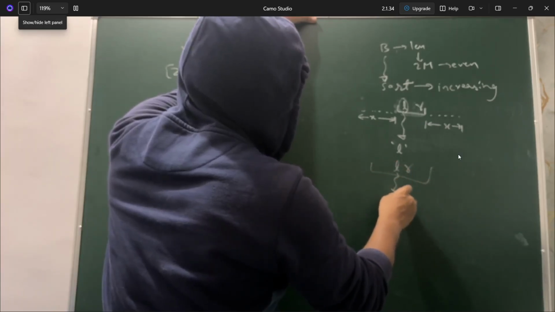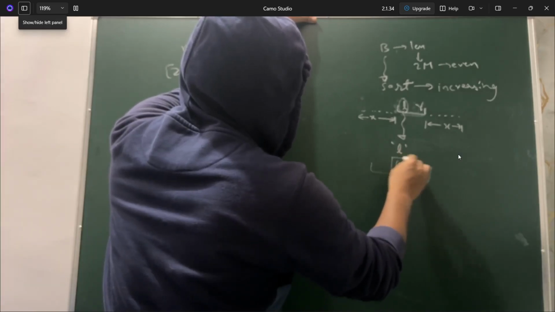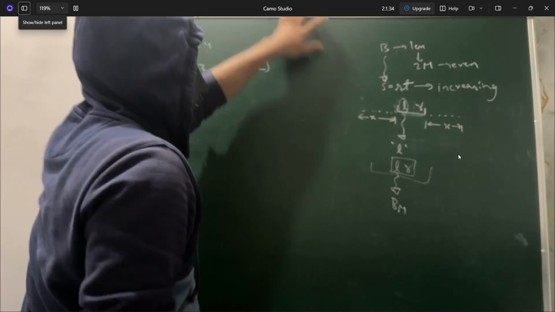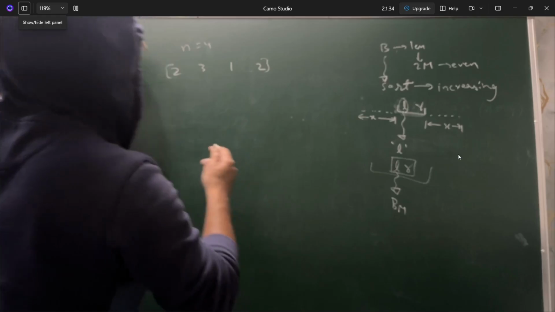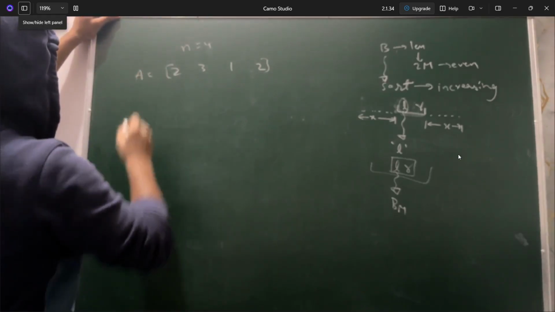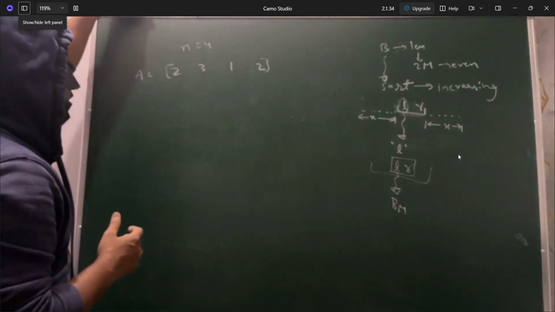So it is like the middle element is BM, which is basically the median, the leftmost element. So he thinks of it in a non-sorted way. Now in the question what they've said is, you are given an array A, let's say this is the array.